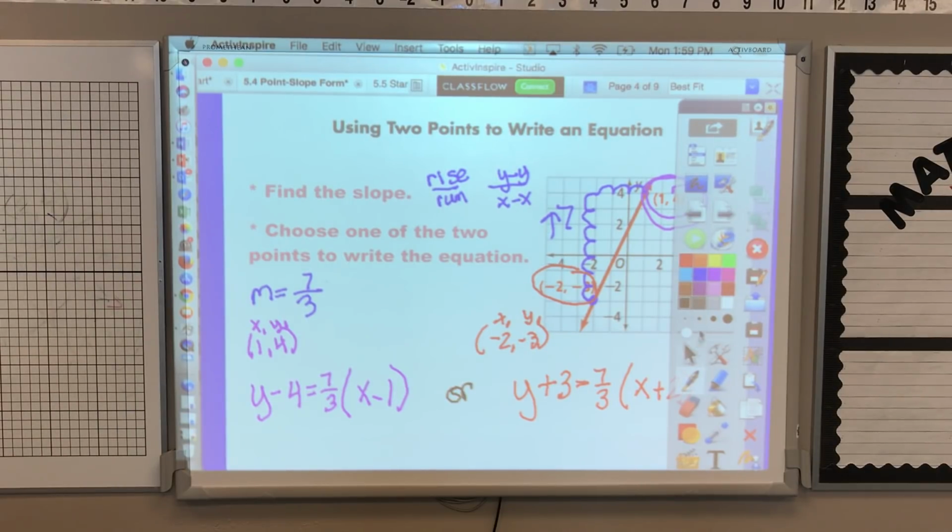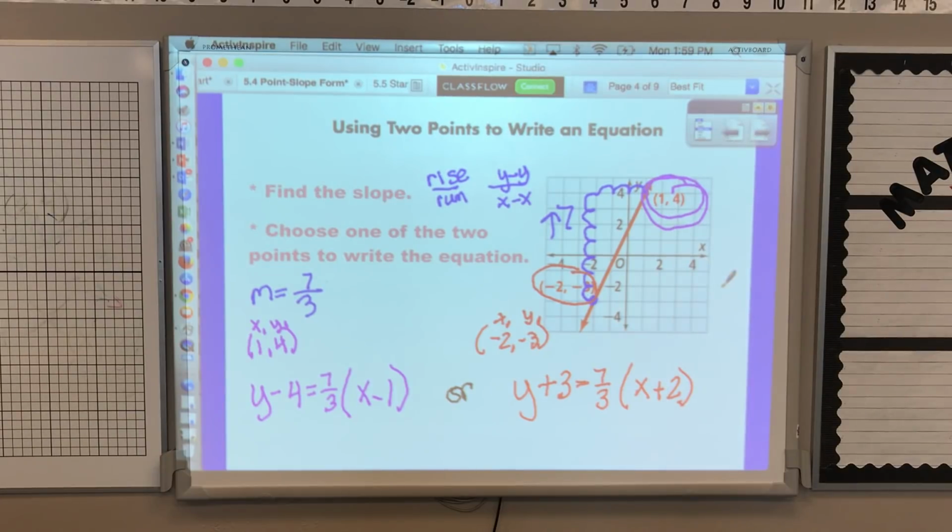Okay? And you only have to write one. Make sure you're checking your directions on your assignment today in case they tell you to use a certain ordered pair. But as long as it doesn't tell you, you can pick either option.